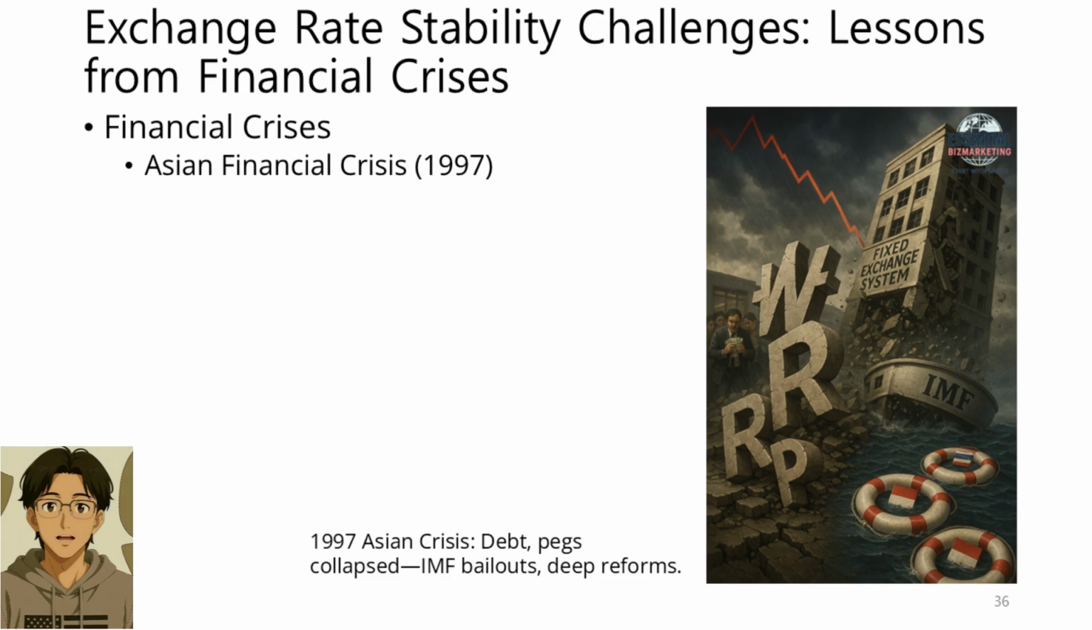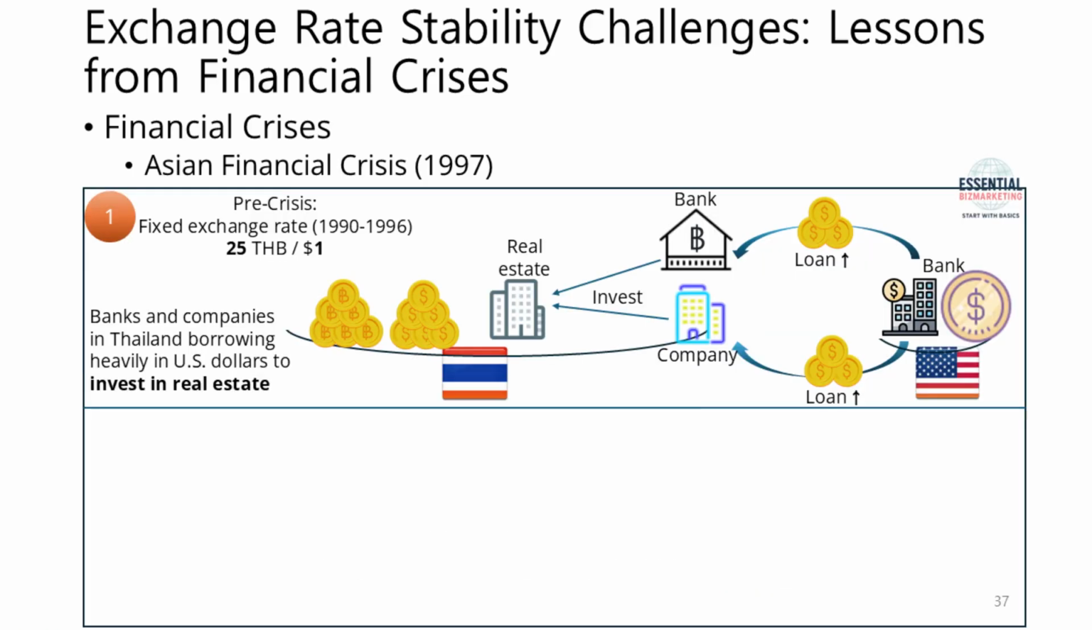Let's now turn to the 1997 Asian financial crisis. Across Asia, excessive debt and rigid currency pegs triggered widespread collapses. Governments were forced to seek IMF bailouts and implement sweeping reforms. We begin with Thailand, the epicenter of the crisis.